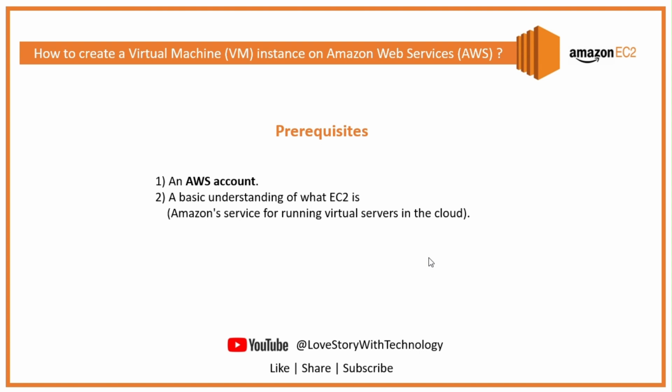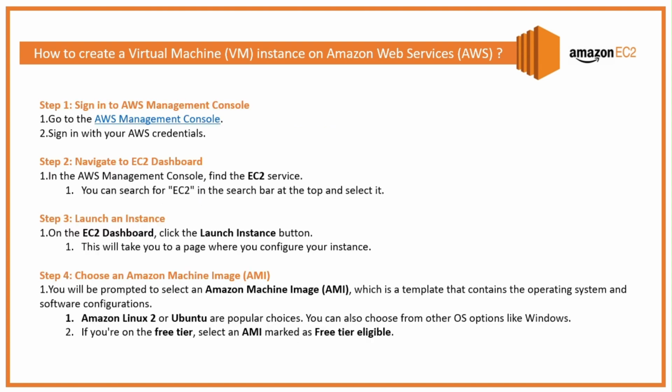We move to the next step. Here you can see step 1, step 2, step 3, step 4. So we have 12 steps. We need to follow every step, and then you can see how to create a virtual machine instance using Amazon Web Services. The first step is to sign in to the AWS Management Console using your AWS credentials.